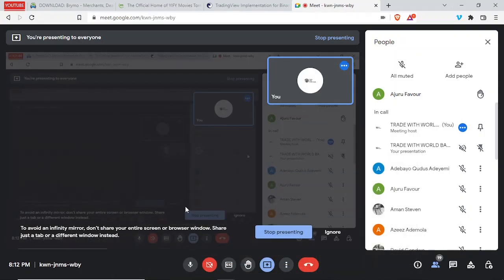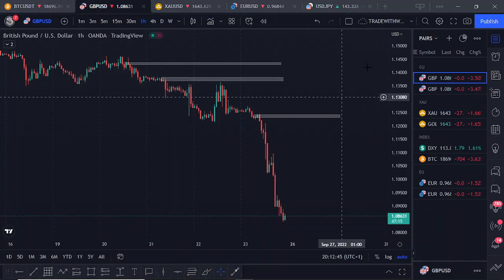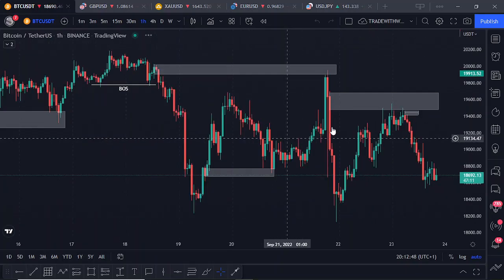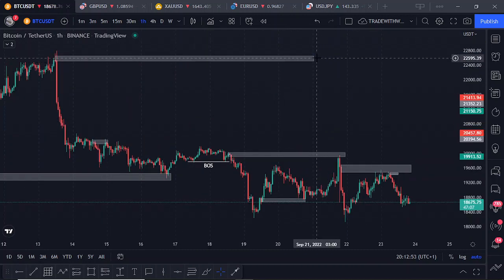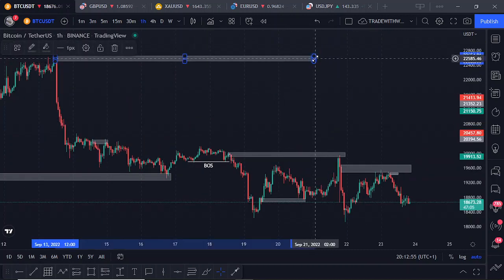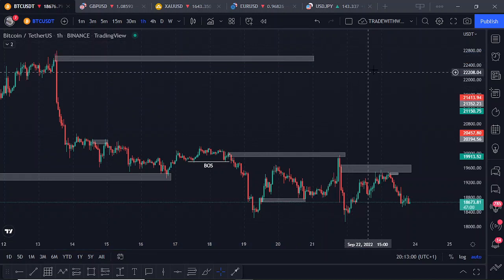Now the first line says drawing support and resistance, drawing supply and demand. Most people have problems drawing out supply and demand, identifying which supply and demand zone is going to work. They really don't know if it's going to work, if it's not going to work, and so on.